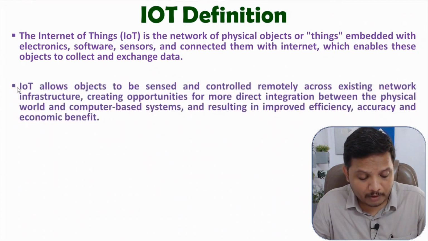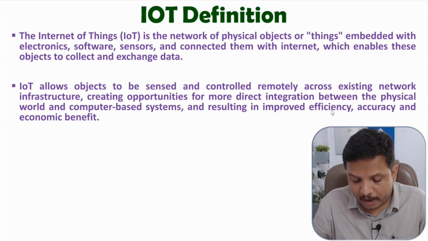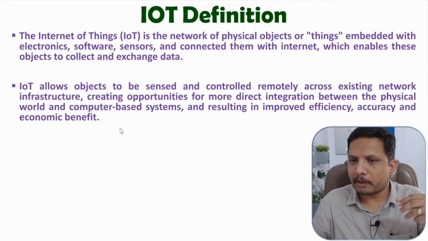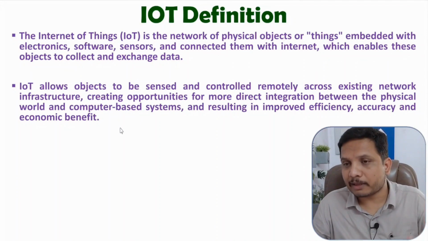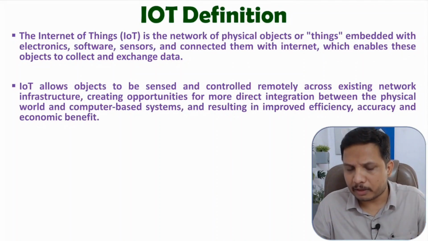Let me show you some more definitions. IoT allows objects to be remotely sensed and controlled through existing network infrastructure, creating more opportunities for direct integration between the physical world and computer-based systems. This results in improvements in terms of efficiency, accuracy, and economic benefits. So our agenda here is to improve the efficiency of objects. All right, so with the use of the Internet of Things, we can control many things from anywhere. That means it's not necessary for you to be physically present at that location. You can control all those things using IoT, right?